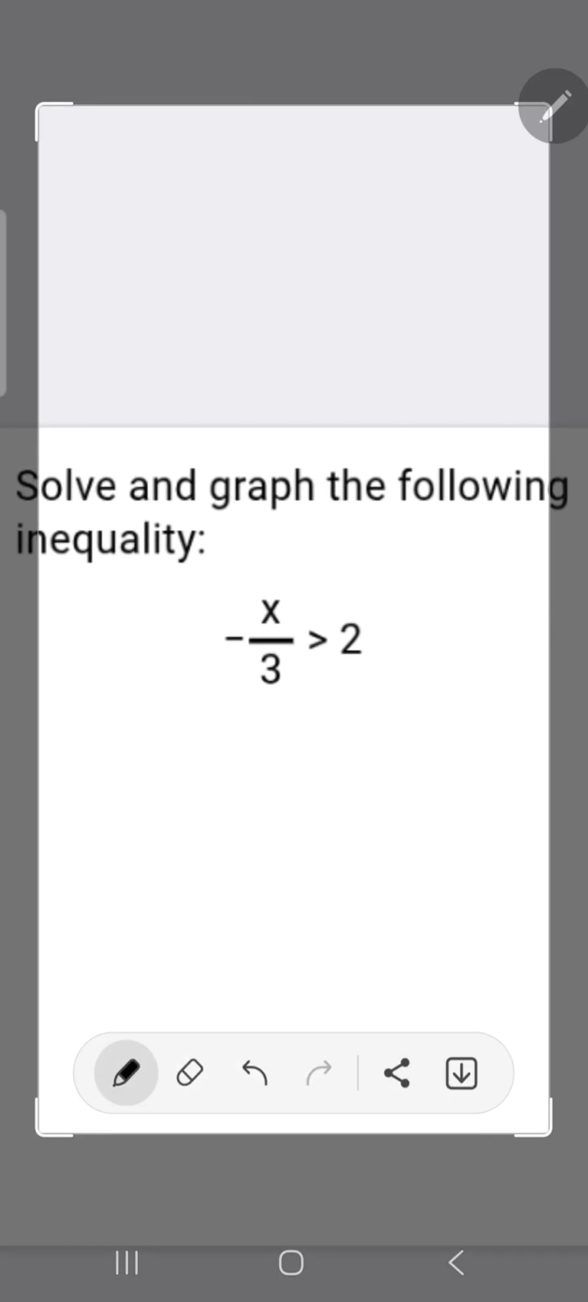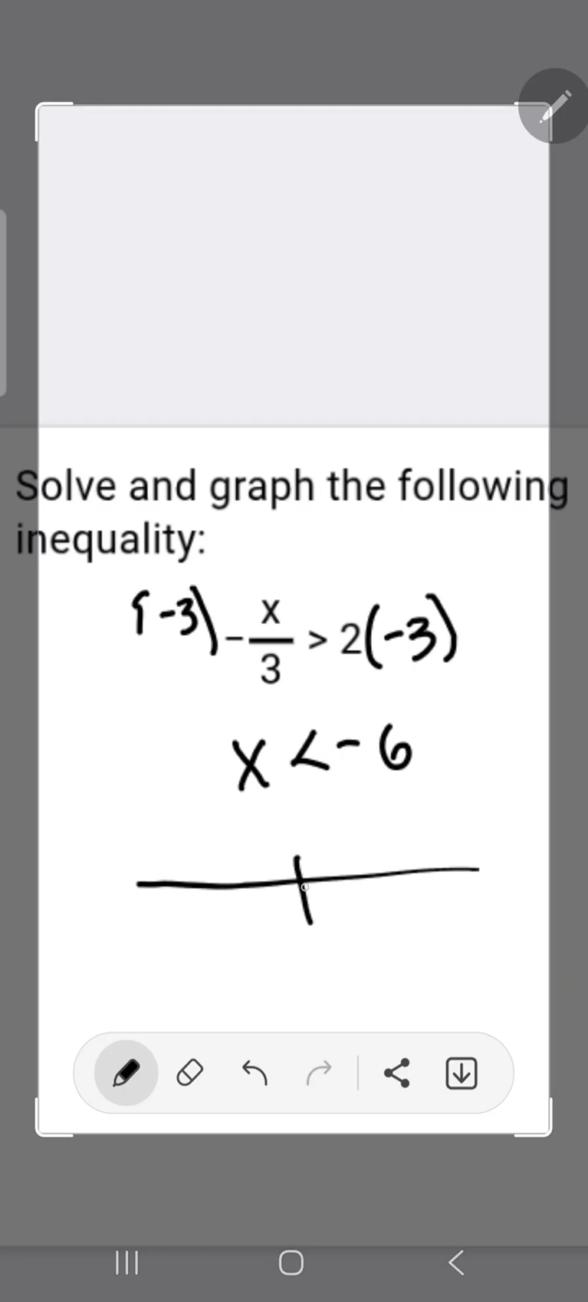In this problem, it's the same thing. We have x over 3, and we also have a negative. So we have to multiply by negative 3 on both sides. Multiplying by a negative number will cause us to make that greater than sign a less than, and this is negative 6 on this side. That will give me an open circle and shade to the left. So, keep in mind, when you multiply or divide by a negative number, you need to flip that inequality sign around.